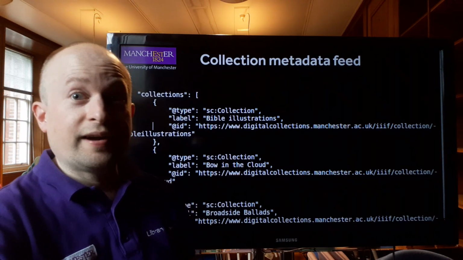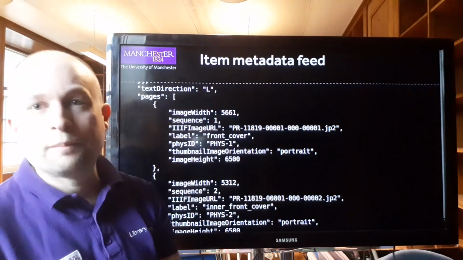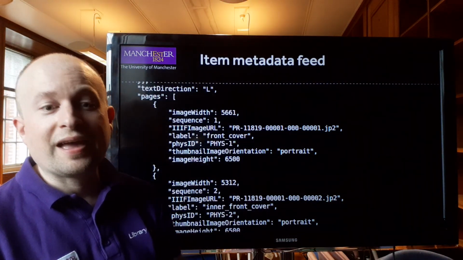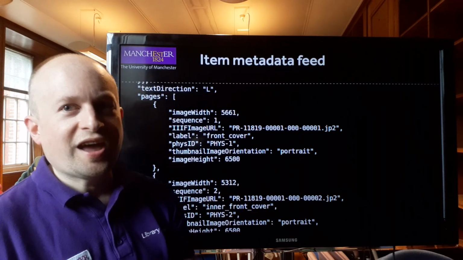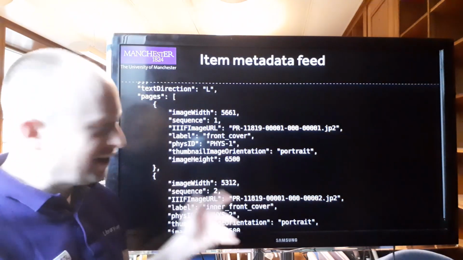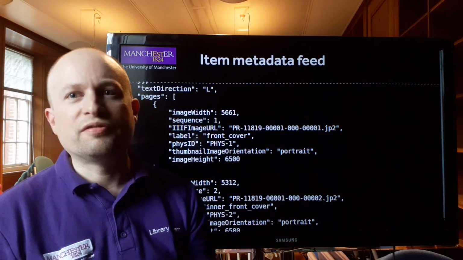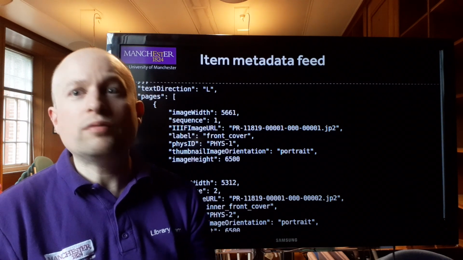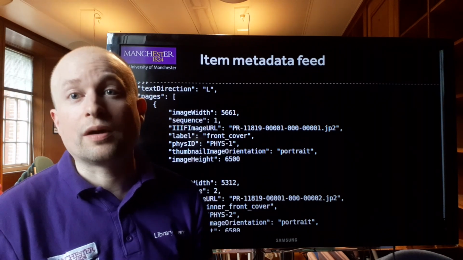In the opposite direction, some of our collections, here's an example, this is one of our Bible illustrations, we have an item here which has 526 pages, and for each of those pages we have a little metadata entry. Now that's a lot of data coming down the wire. It's about 147k in total, and we don't need all of that. All we need is a summary of how many pages there are in the book, for example.